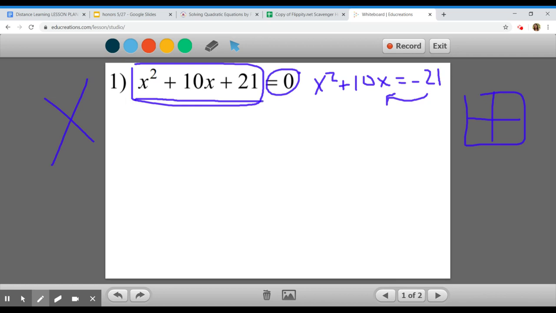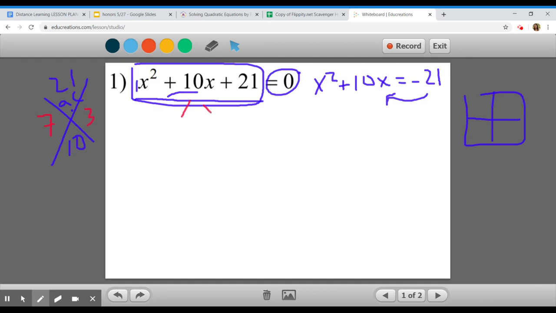As a reminder for my X box, I want the top value to always multiply to the product of a and c. In this case, since a is 1, I'm looking for it to multiply to 21 and to add up to b. I want values that add up to 10. So I could go through all the factors. I could think about what multiplies to 21, which is more helpful probably than what adds up to 10, because I'm pretty quickly going to land on 7 and 3.